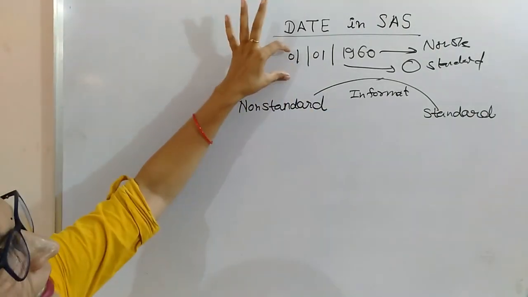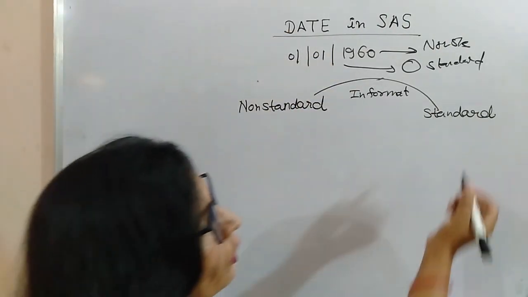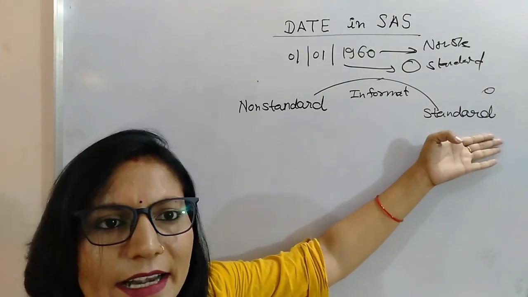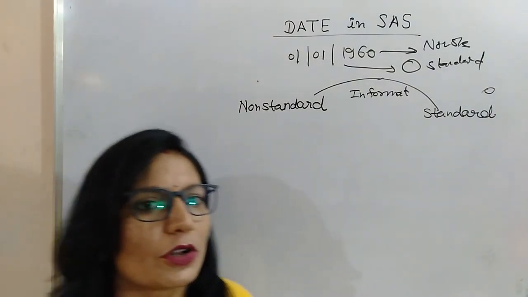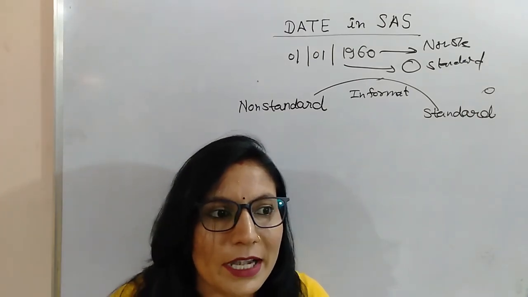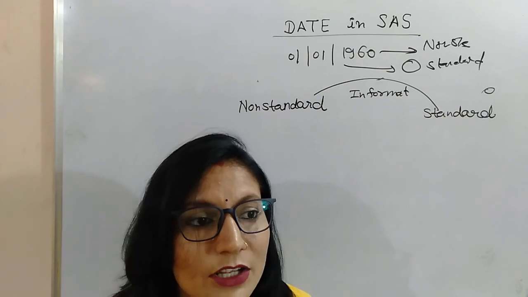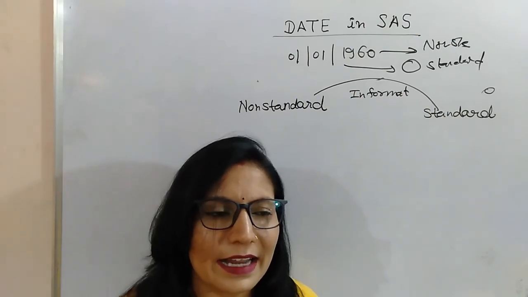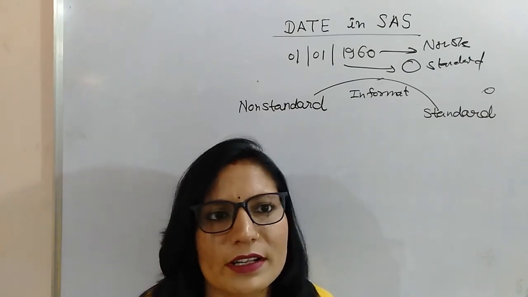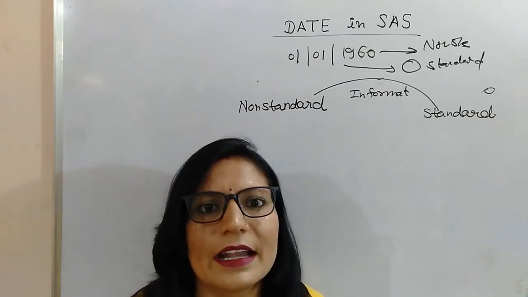So using informat, we have converted the non-standard value to a standard one. Now this date has been converted to 0, so that the system can read the data. Now we need output, and that output you must be sharing with your client, or you might need to understand it yourself. In case you're getting the date in terms of numbers, you won't be able to understand what exactly the date is.